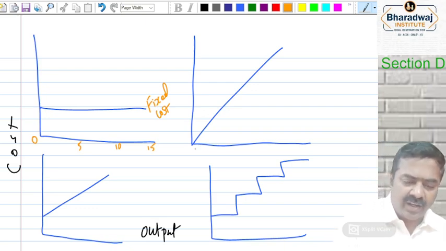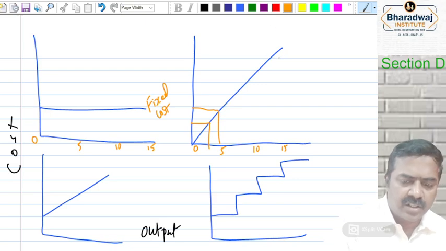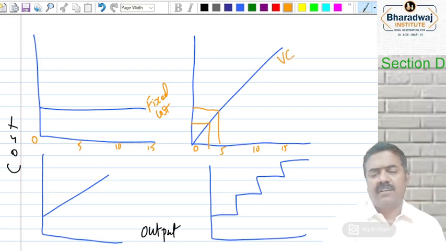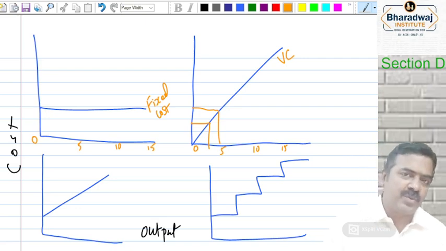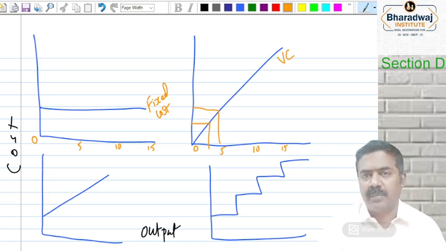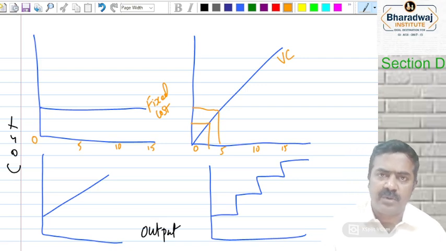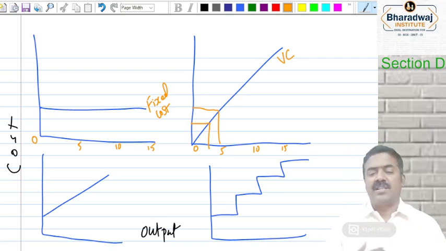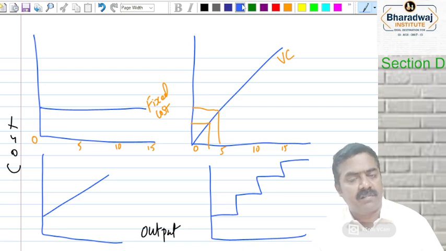This one you can find: if the output changes, cost also proportionately changes. When the output changes, cost also proportionately increases. This is called which cost? Variable cost. Otherwise, it is called a direct cost or variable cost: anything that changes with volume of activity. The horizontal axis is output. Output can be sales or volume of units produced or manufactured. So whatever changes according to output, we call it which one? Variable cost. Can you give me an example of fixed cost and variable cost?